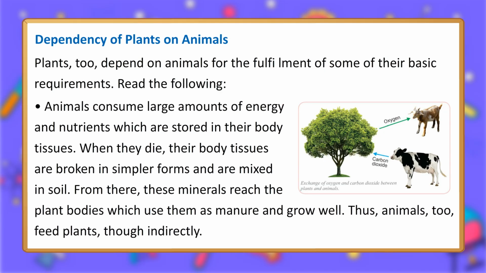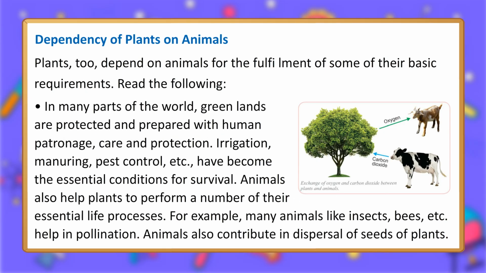Animals consume large amounts of energy and nutrients which are stored in their body tissues. When they die, their body tissues are broken down into simpler forms and are mixed in soil. From there, these minerals reach the plant bodies which use them as manure and grow well. Thus, animals, too, feed plants, though indirectly. In many parts of the world, green lands are protected and prepared with human patronage, care and protection. Irrigation, manuring, pest control, etc., have become the essential conditions for survival.